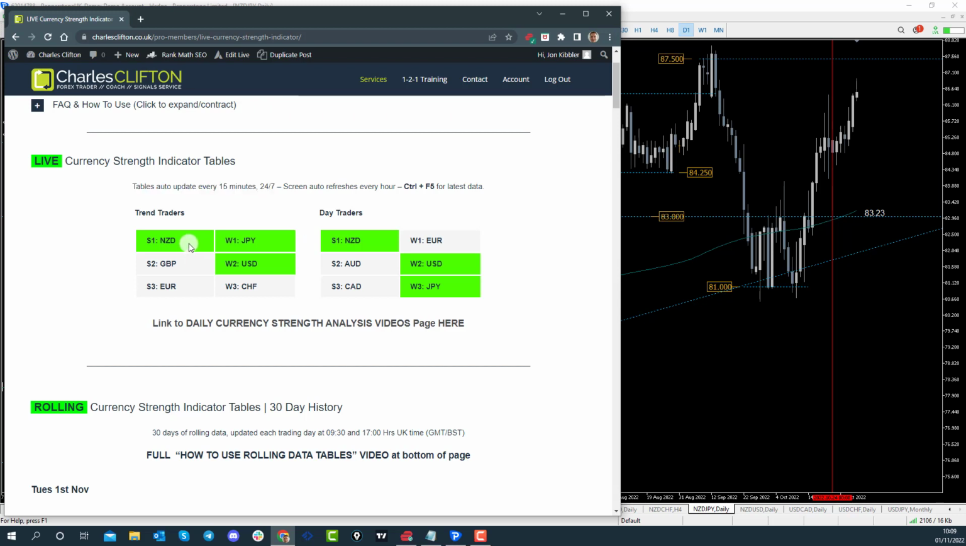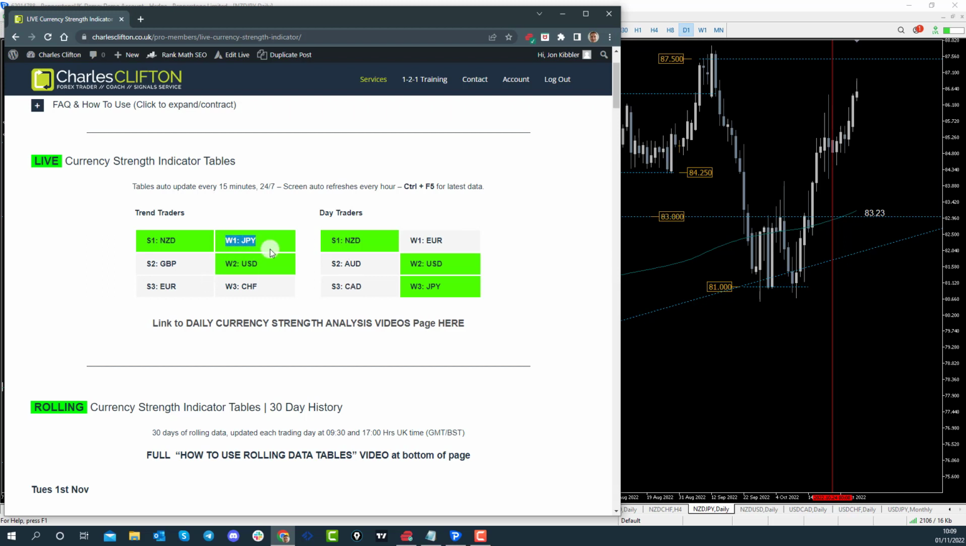Well, they're showing us that the New Zealand dollar tops the charts on both, being the strongest currency. On the trend traders that's then followed by the pound, which is then followed by the euro. On the day traders it is the Australian dollar that it's followed by, and the Canadian dollar at S3.